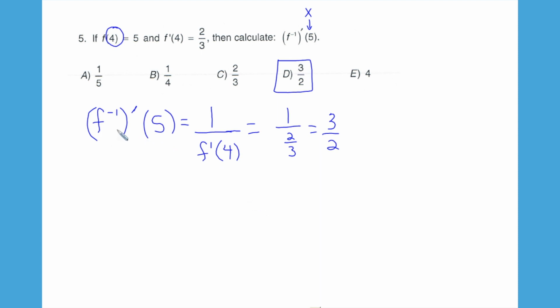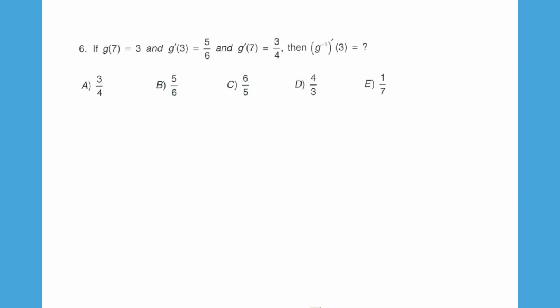So an inverse's derivative is the reciprocal of the original at the switched point. It's kind of how I think about that. Okay? All right. I'll do anything in order. So we just did number 5. We are going to do number 6, and then we're going to jump around and do some more.